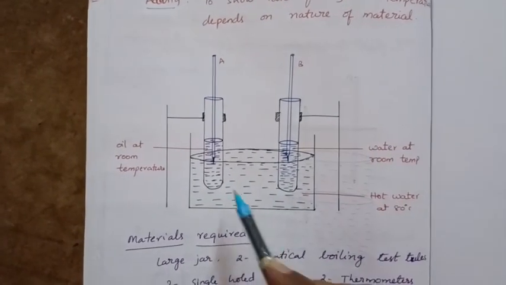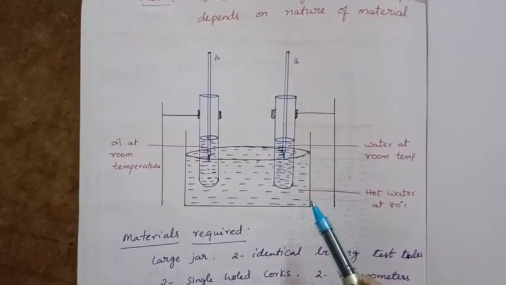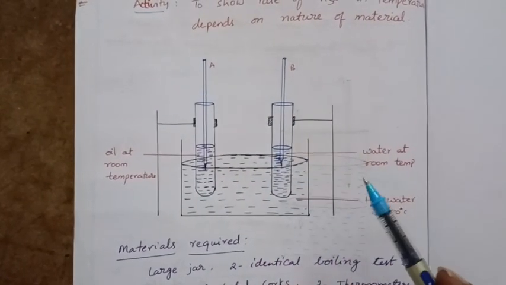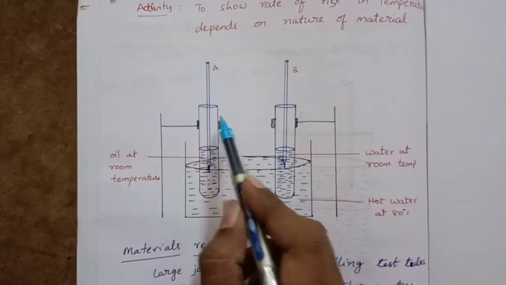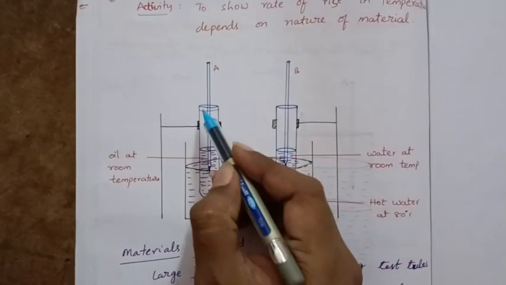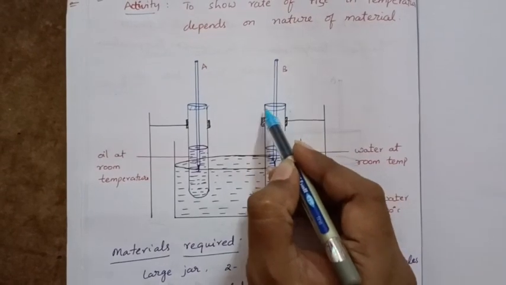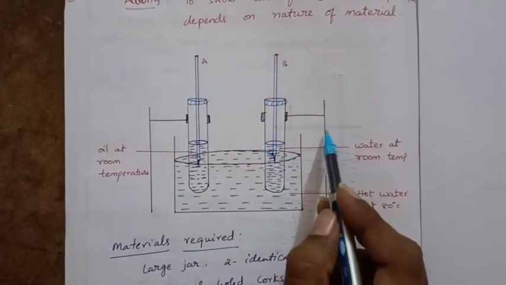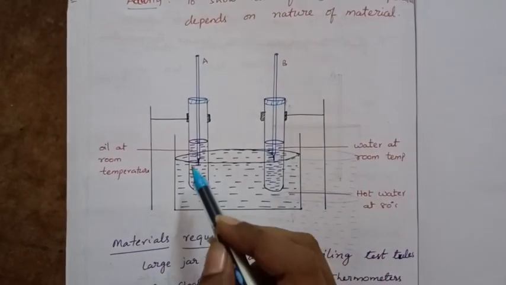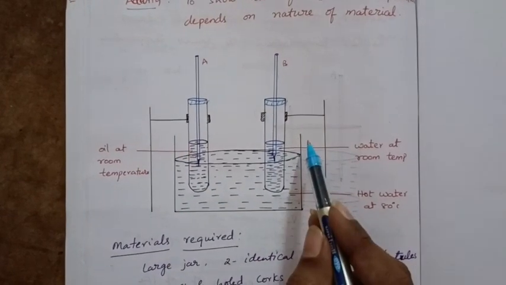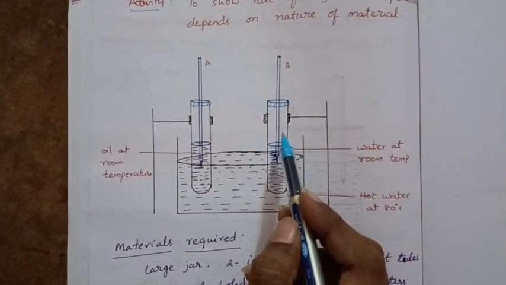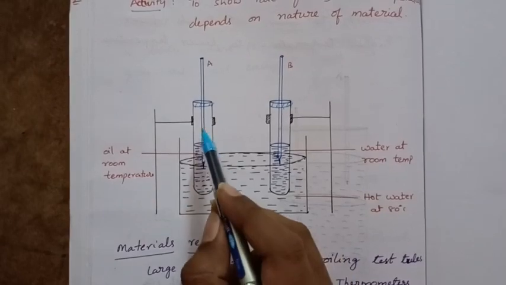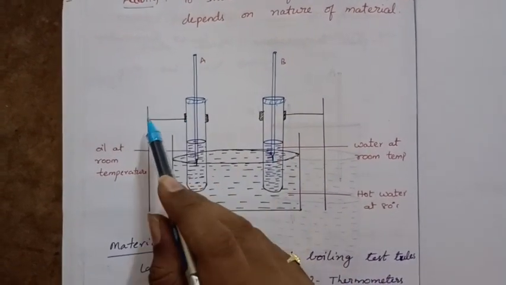To do this activity, we need a large jar and two identical boiling test tubes. Next, two single holed corks. This is the cork. Two single holed corks, two thermometers, two stands. Once again, what we require? One large jar, two boiling test tubes, two corks which have a hole, two thermometers and two stands.